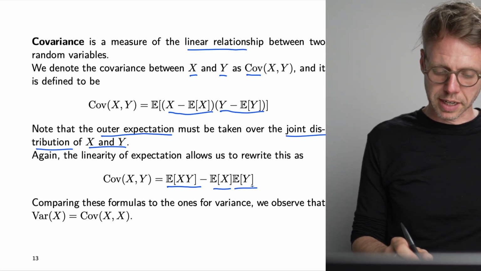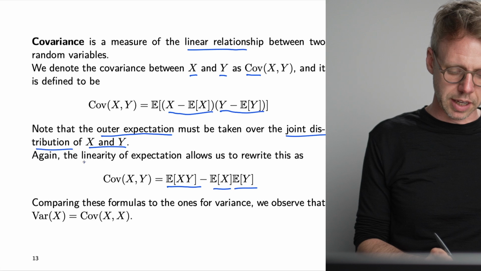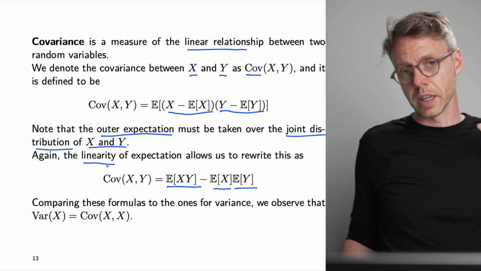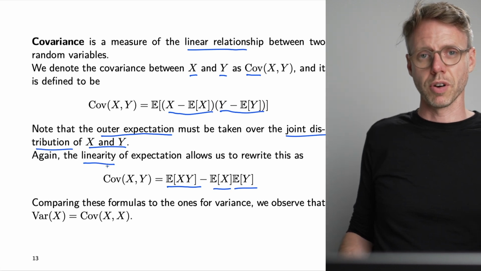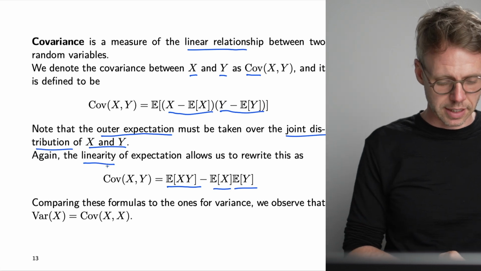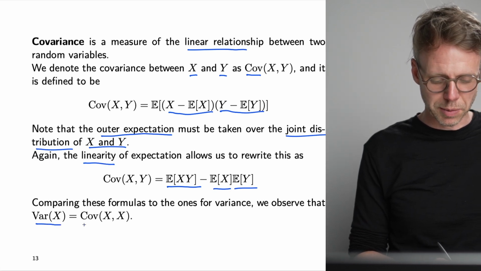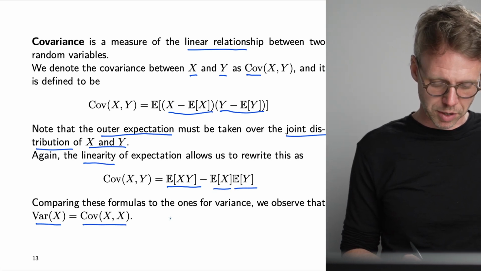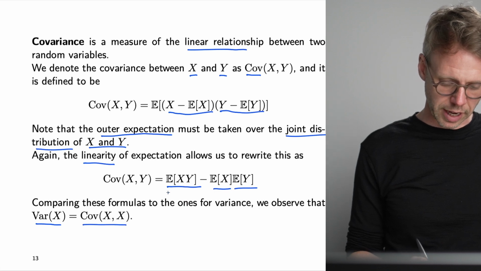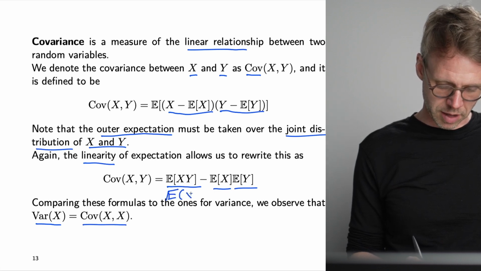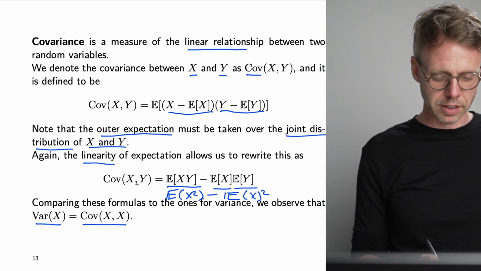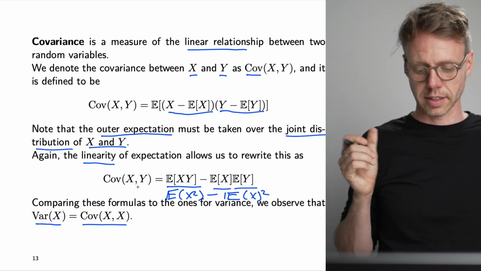By expanding the term here and applying the linearity of the expectation. If we compare the formula of the covariance to the formula of the variance, we see that the variance of x is equal to the covariance of x with itself. So remember that the variance of x was the expected value of x squared minus the expected value of x, squared, which is exactly the covariance of x and x.